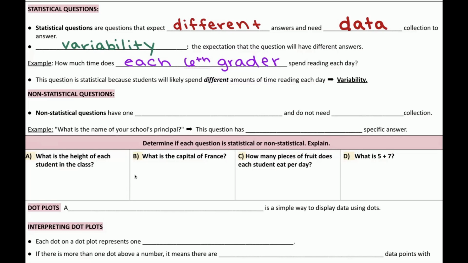Let's talk about non-statistical questions. Non-statistical questions have one fixed answer, and they don't need data collection. So an example is, what is the name of your school's principal? This question has one specific answer, so it is non-statistical.